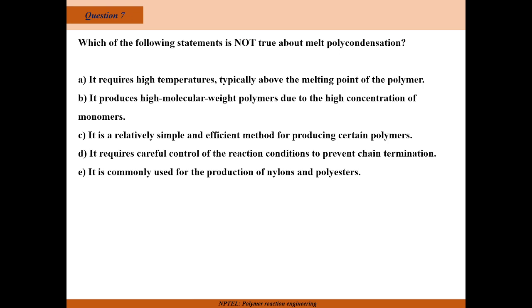Which of them is a false statement when we talk about melt polycondensation? Definitely, the first one is a true statement, because in melt polycondensation it happens at a very high temperature, typically above its melting point. So that is a true statement. What do you think about the second statement? It produces high molecular weight polymers due to high concentration of monomers.